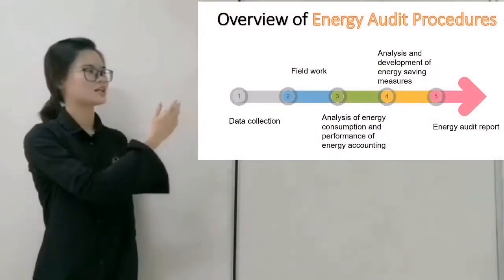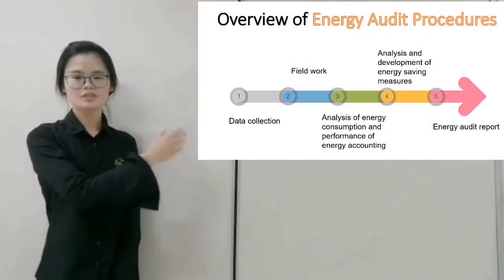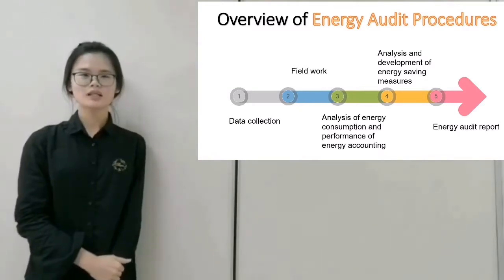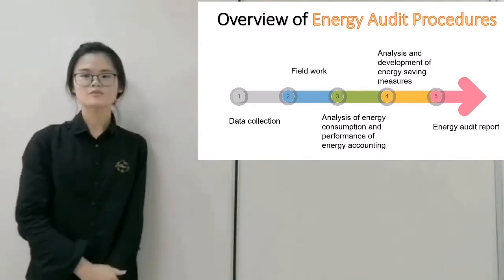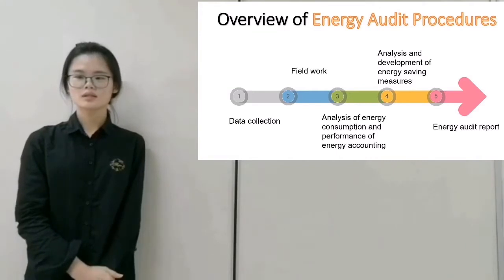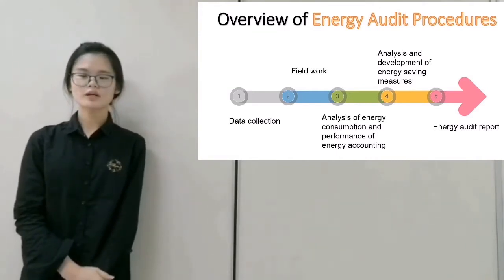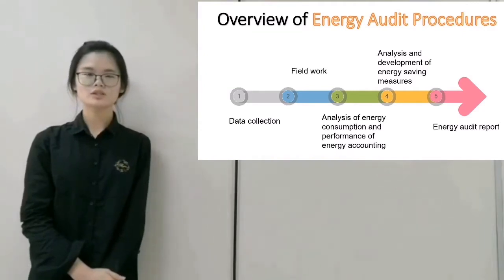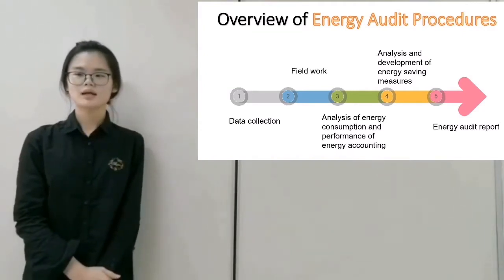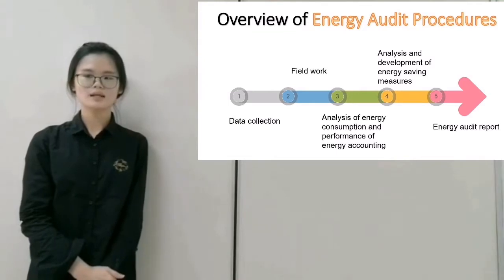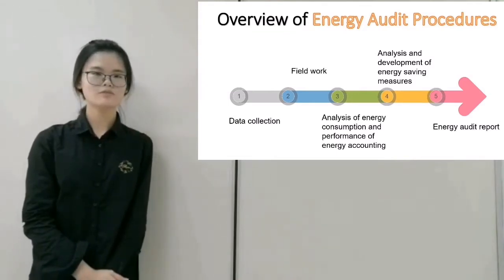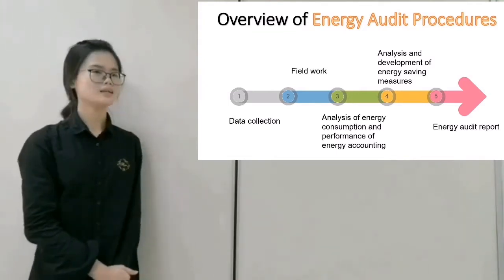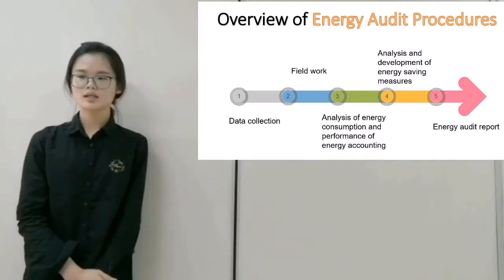Overview of energy audit procedures. The first is data collection, and the next one is fieldwork. The third one is analysis of energy consumption and performance, energy accounting, and analysis and development of energy saving measures. And the last one is the energy audit report.